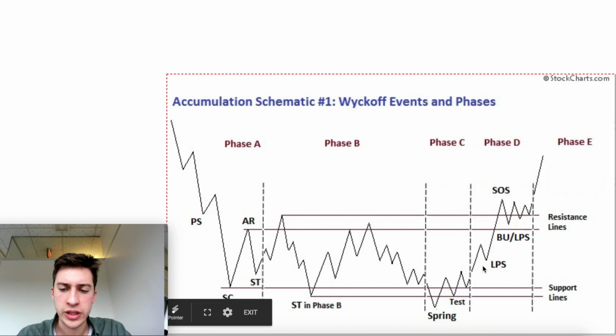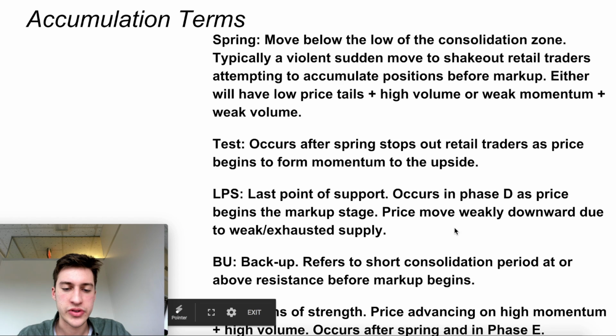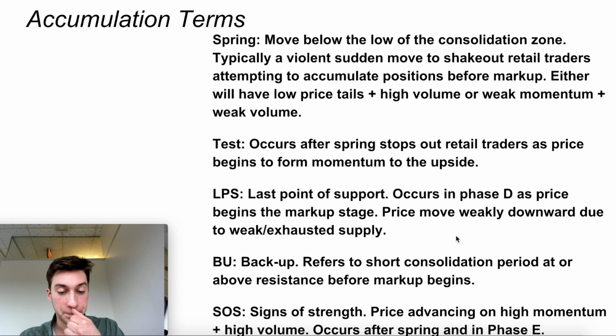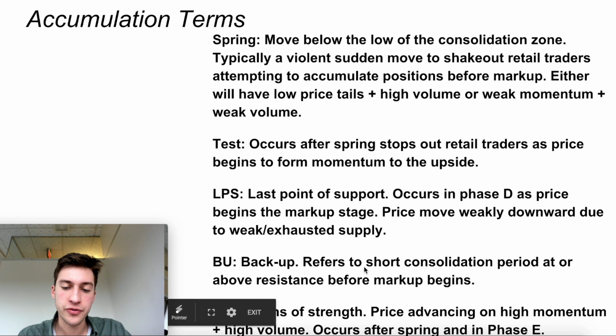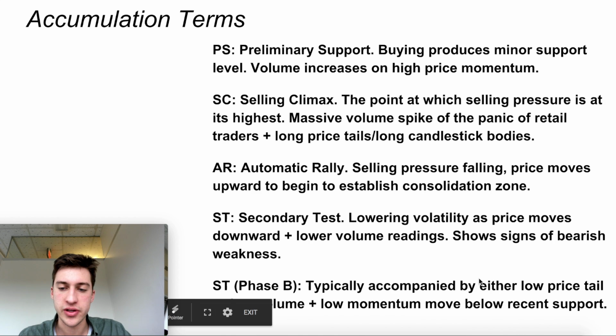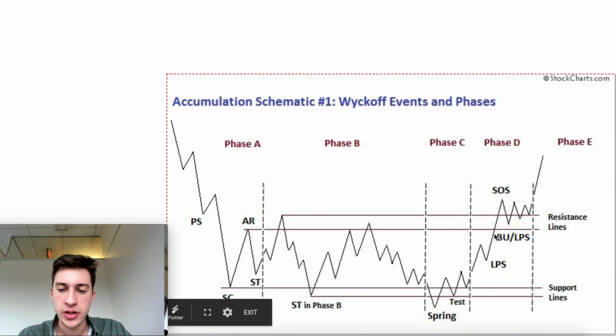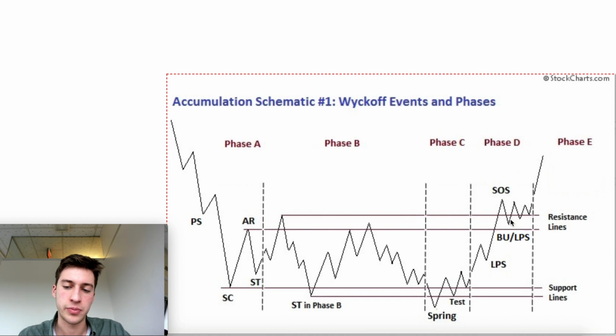And then after that, we're going to get this move back up. You can see here, and then we're going to get the backup. This is referring to the short consolidation period at or above resistance before the markup phase of phase E begins. So the backup is going to occur right here. Price goes up, begins to consolidate at resistance, or it consolidates a little bit below or even a little bit above, just around that region.